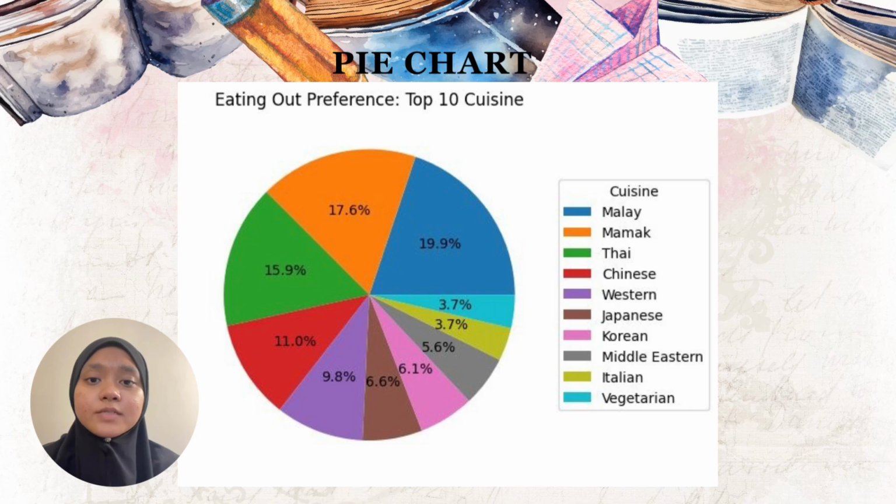Only less than 4%, which is 3.7%, selected either vegetarian or Italian, highlighting that these two cuisines are the least favorite due to respondents' personal preference and culture norms. In conclusion, Malaysians prefer Malay cuisines when eating out.